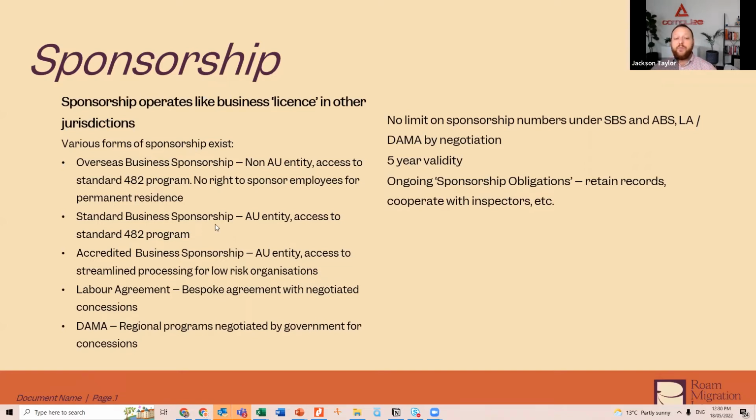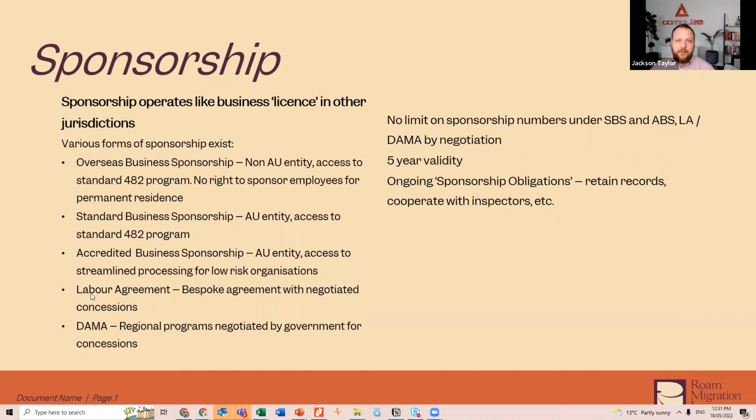Standard business sponsorship is for Australian businesses who want to bring people in because they can't access those key resources in the labour market. An accredited business sponsorship is like a gold standard sponsorship. It's for Australian businesses. It provides streamlined processing, so there are provisions for automatic approvals of certain applications based on salary, occupation, and other different factors. That's intended for businesses who are high volume users, who have a good history with immigration and basically have a lower level of scrutiny on their applications.